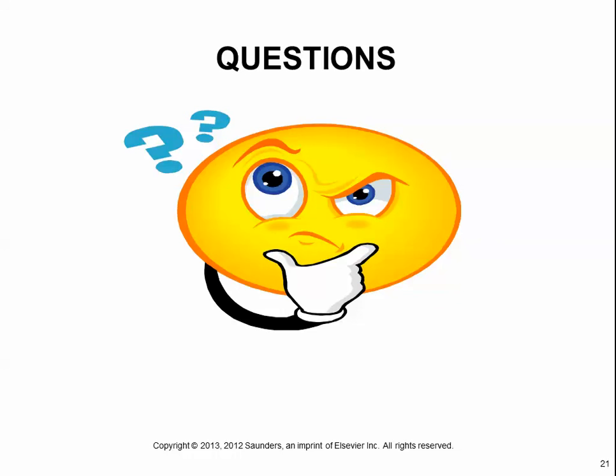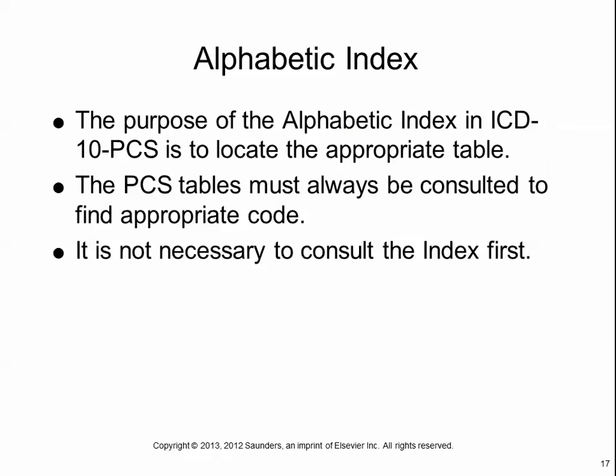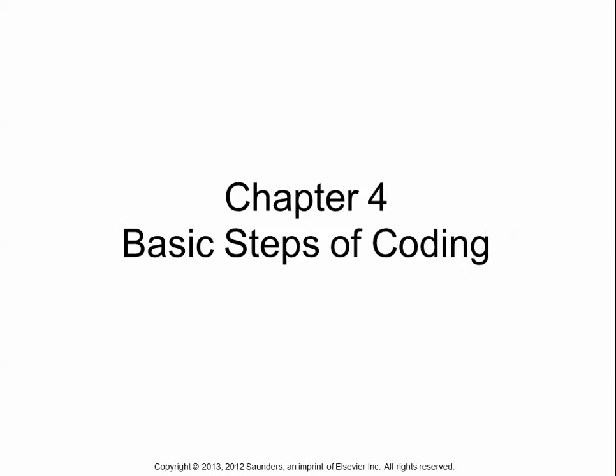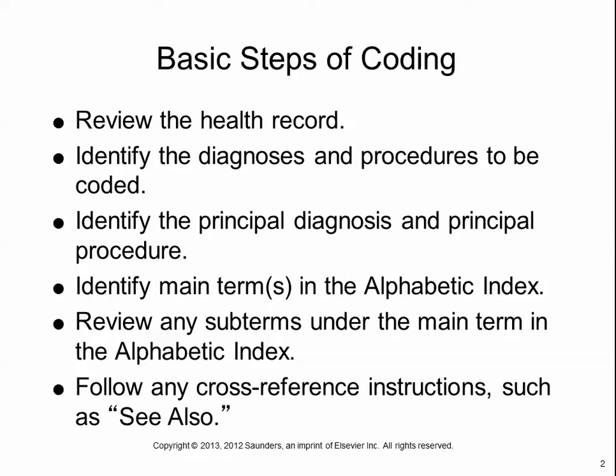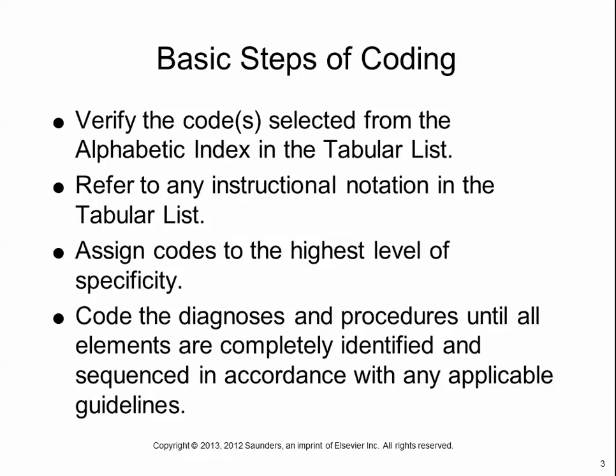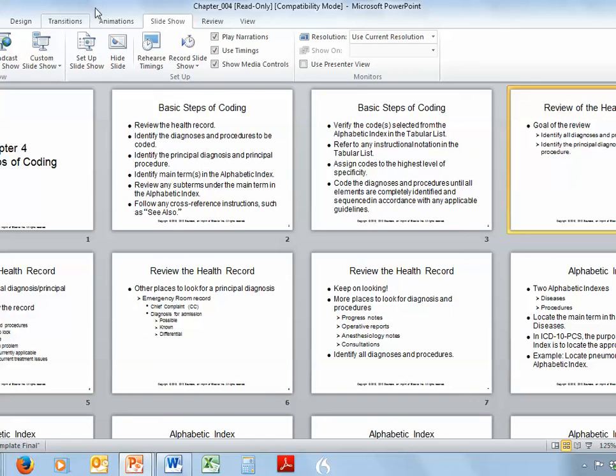You start reviewing your record, follow those steps through. If you go through and follow these, you will absolutely not have a problem. All right? So, review the record, identify the diagnoses and procedures to be coded, identify the principal diagnosis and principal procedure, identify your main terms in your alphabetic index, review any subterms under the main term in the alphabetic index, follow your cross-reference instructions such as "see also" and "see," verify the codes selected from the alphabetic index in the tabular list, refer to any instructional notation in the tabular list, includes notes, excludes notes, your conventions, right? Assign your codes to the highest level of specificity. Code the diagnoses and procedures until all the elements are completely identified and sequenced in accordance with any applicable guidelines or conventions, right? That's going to get you there. All right? So, any questions? Let me know.